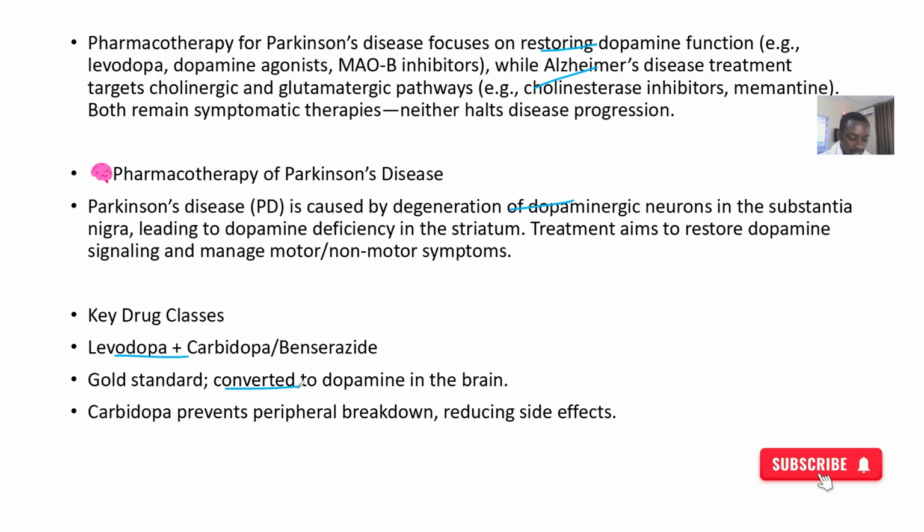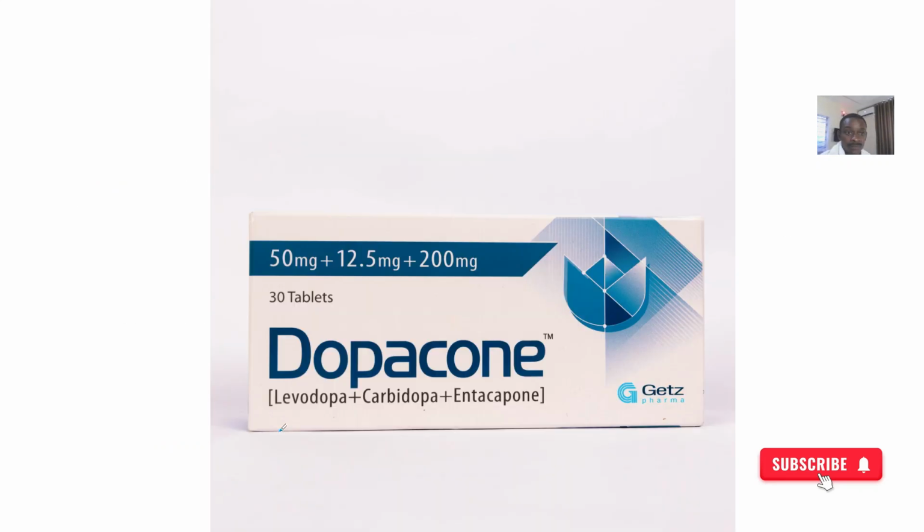So everything you are giving will now be converted to dopamine. So carbidopa will prevent peripheral breakdown of dopamine. So it will make it that the dopamine that is left will be abundant. You understand? Then okay, this is levodopa plus carbidopa.